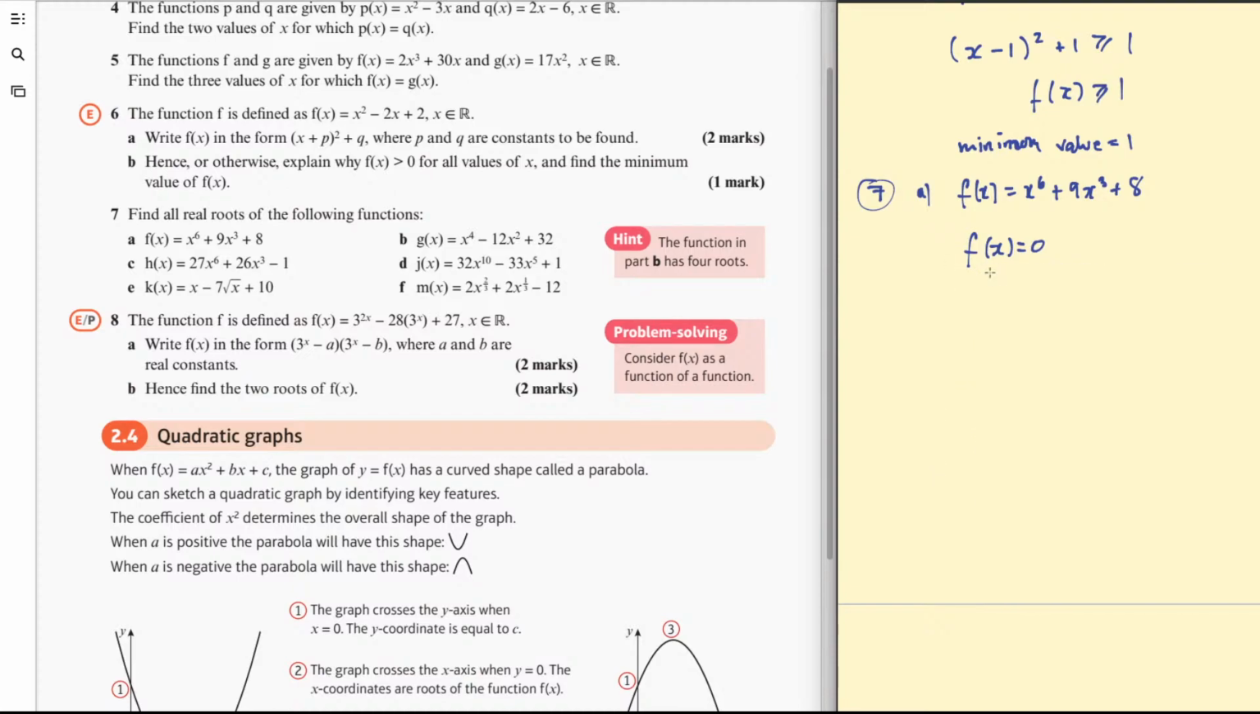I'm not actually sure why they're called roots. Maybe we should look that up. Why are they called roots? Why do we call them roots in maths? Just reading here, why do we call them roots?